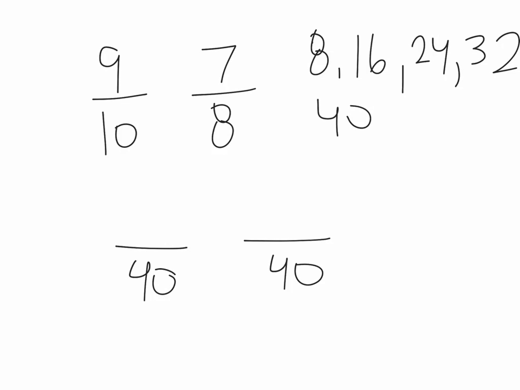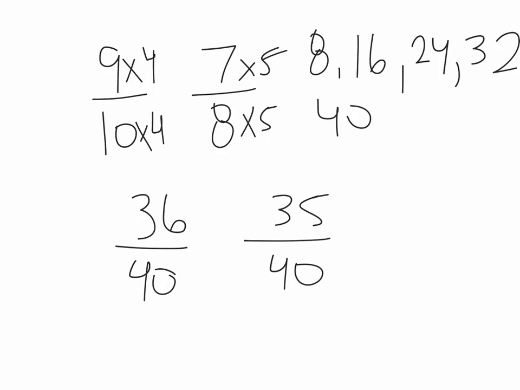So what did I do to 10 to get to 40? I multiply by 4. So I got to do the exact same thing. 9 times 4 is 36. What about 8? To get to 40, I multiplied by 5. So I got to do the exact same thing. 7 times 5 is 35. Look at that. So close, but with the lowest common multiple I know 36/40ths is greater than 35/40ths. And that's lowest common multiple.